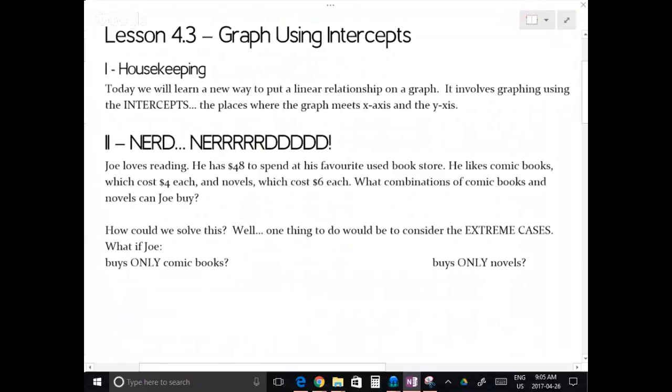Today we're going to learn a new way to put a linear relationship on a graph. So we're going to use the intercepts. We've already talked about one of the intercepts in previous lessons. In fact, it's part of our general equation, y equals mx plus b. What intercept have we already learned about?